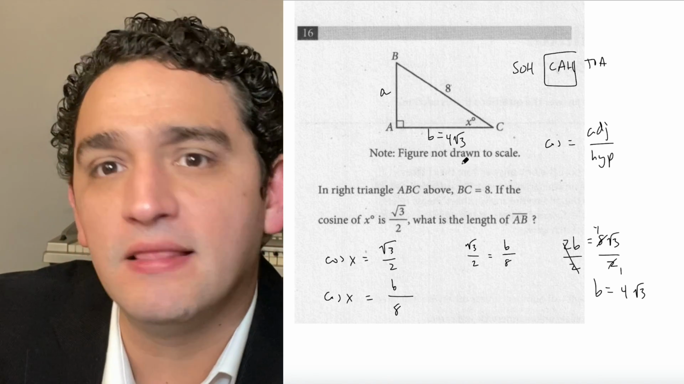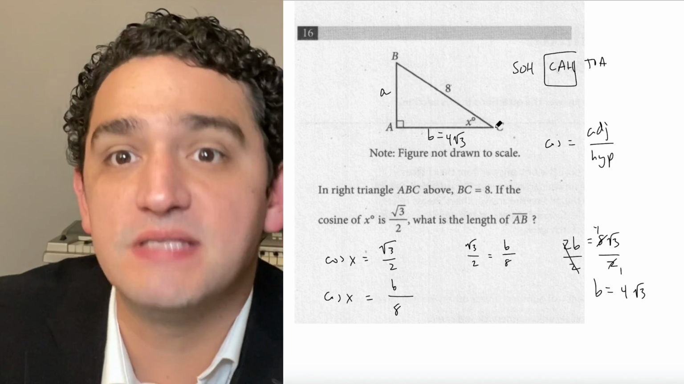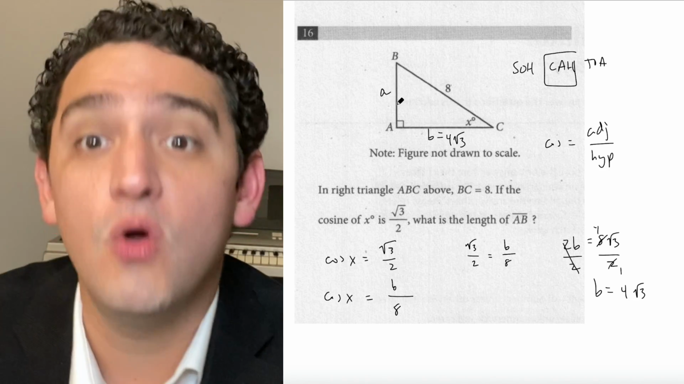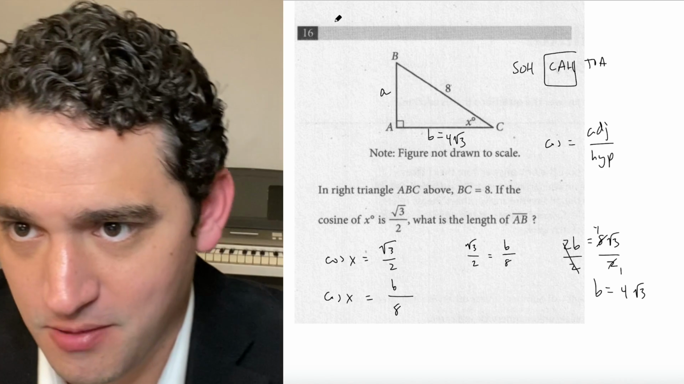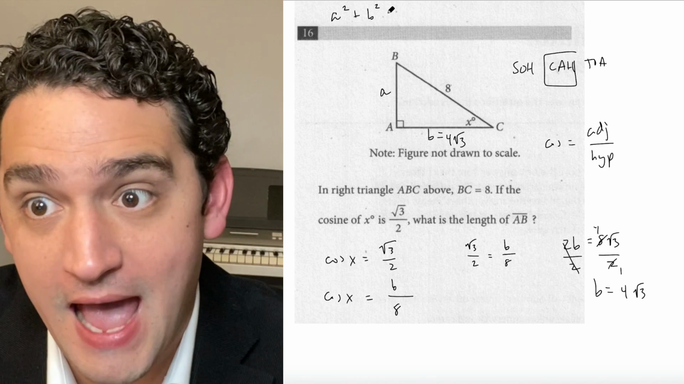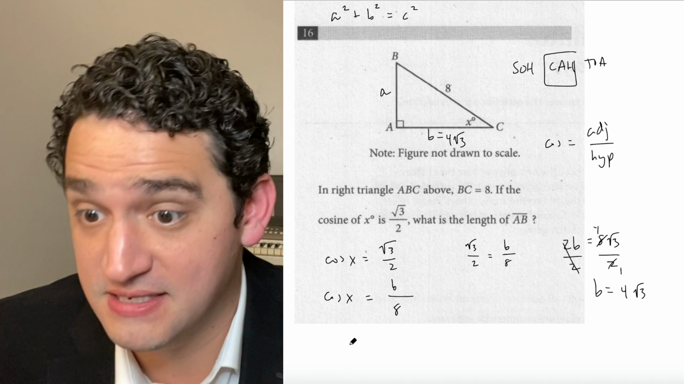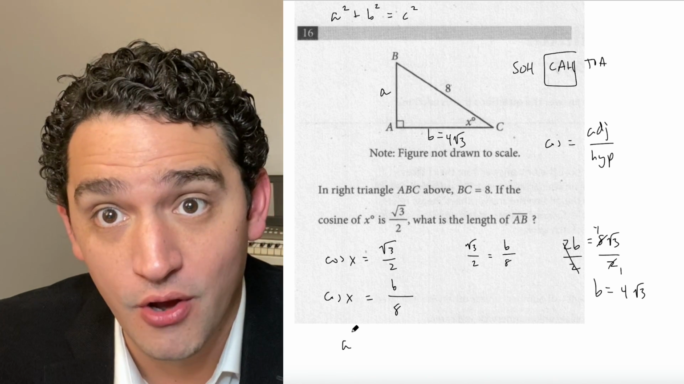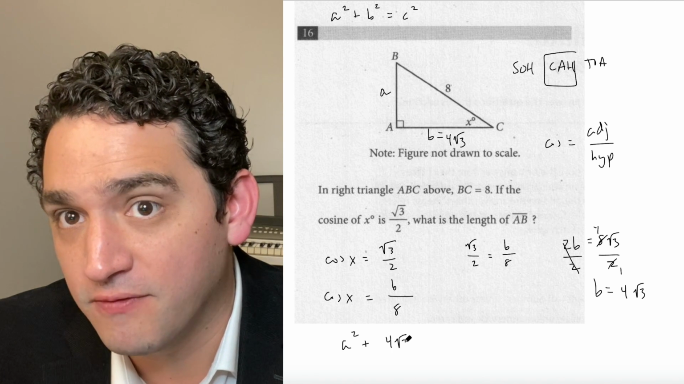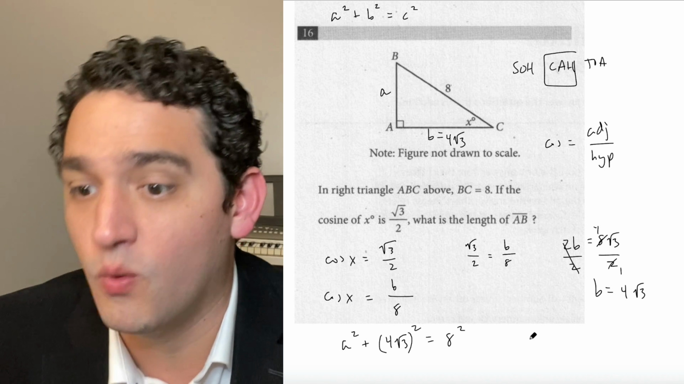Now, if we have one leg that is 4 root 3, one leg that is unknown, and one hypotenuse that is 8, well, what can we do to solve for this unknown leg? Again, we turn to the Pythagorean theorem, where a squared plus b squared, each leg squared and added, equals the square of the hypotenuse, or c squared. Let's go ahead and plug this in. We know that a is unknown, that's a squared. b is going to be 4 times root 3. Let's be careful and use our parentheses. Squared equals c squared, which is 8 squared.